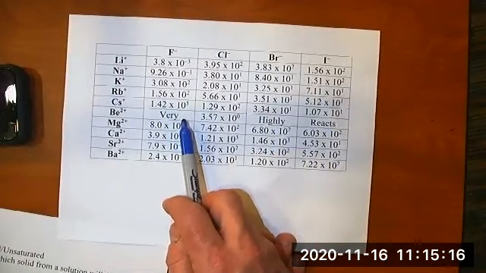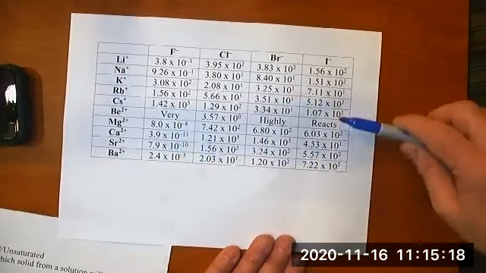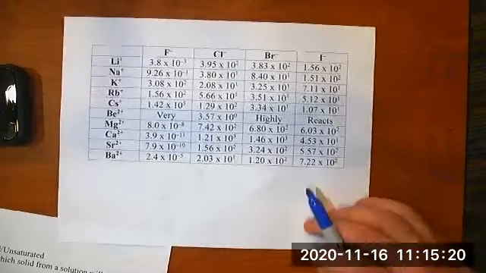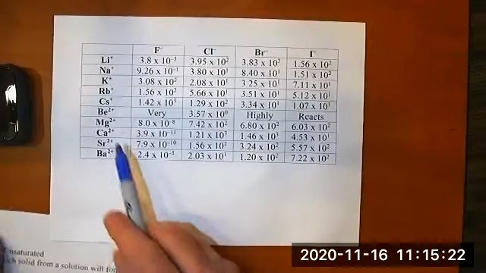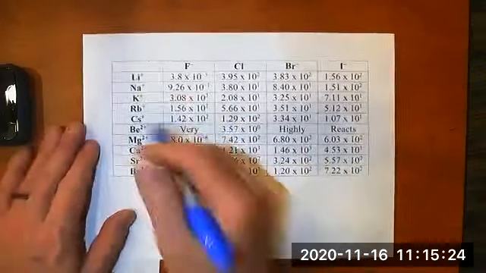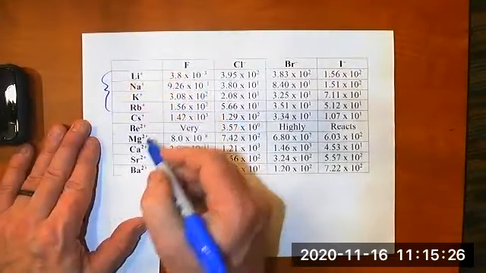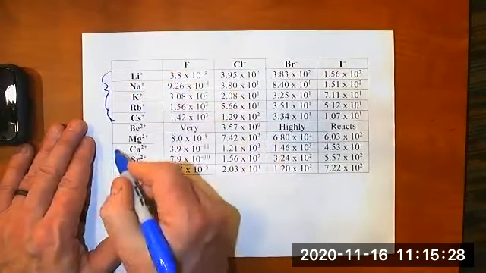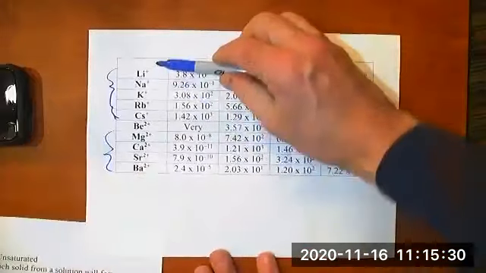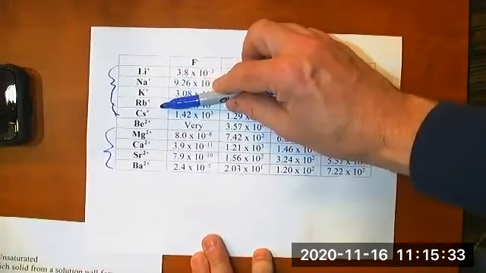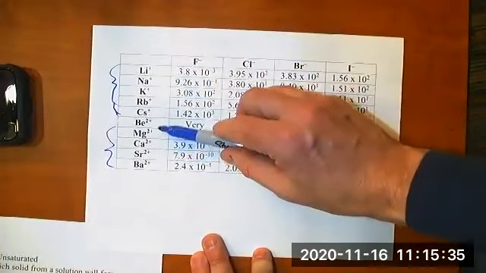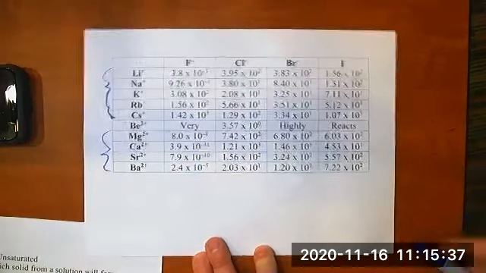It just says very soluble and highly soluble. And for the iodide, it reacts. So we can kind of ignore the beryllium part here. And so I have put here, oops, no, all the way down to that. And then these, so these are the alkali metals, the group 1, and these are the alkaline earths, or group 2.